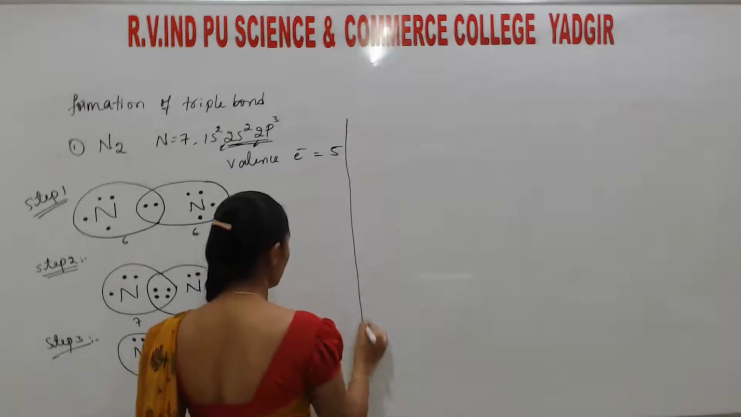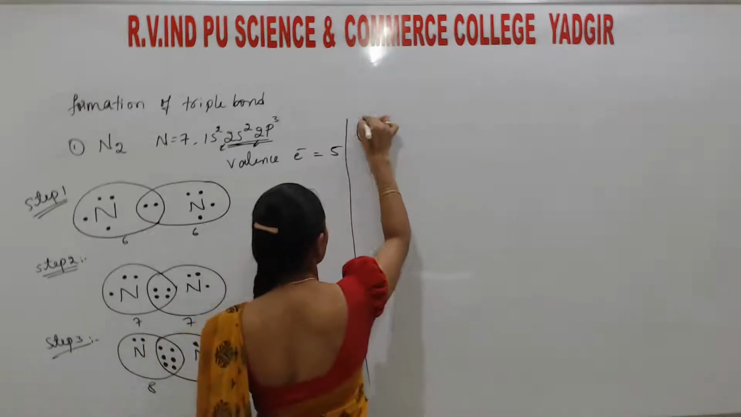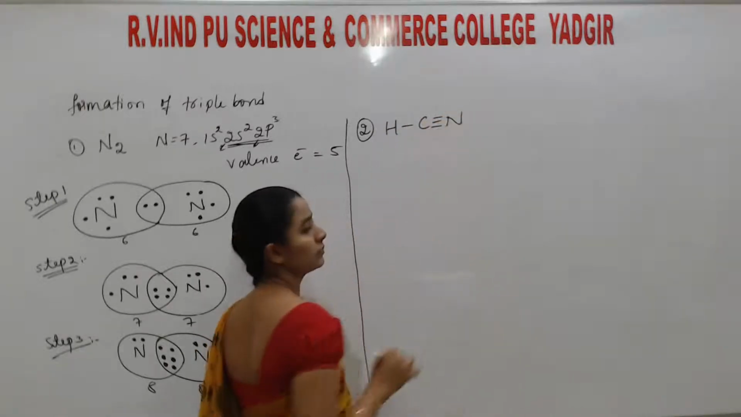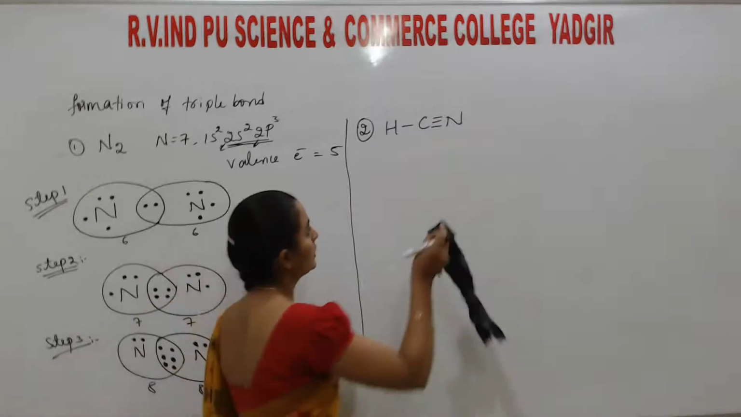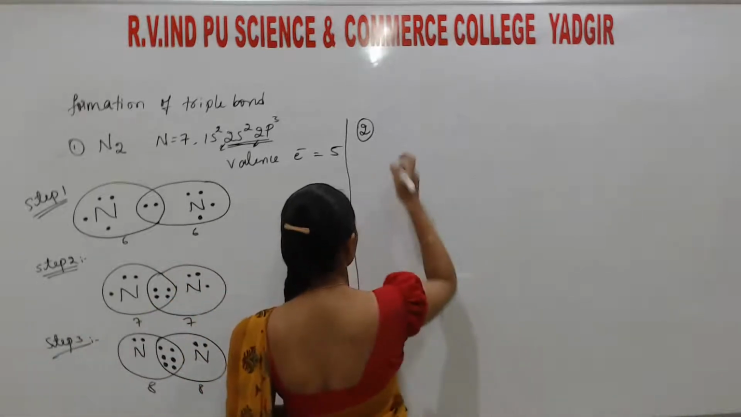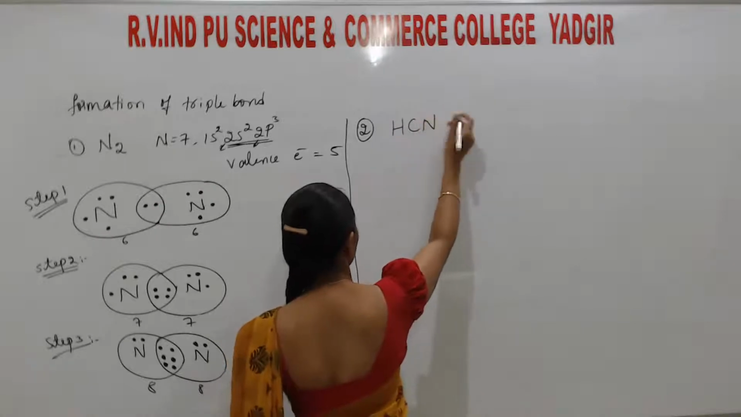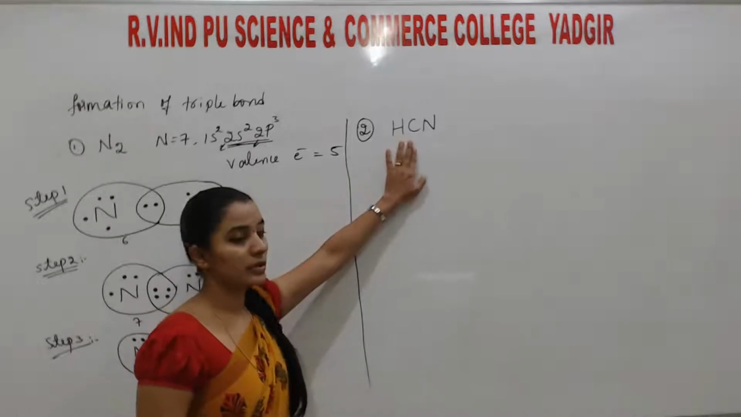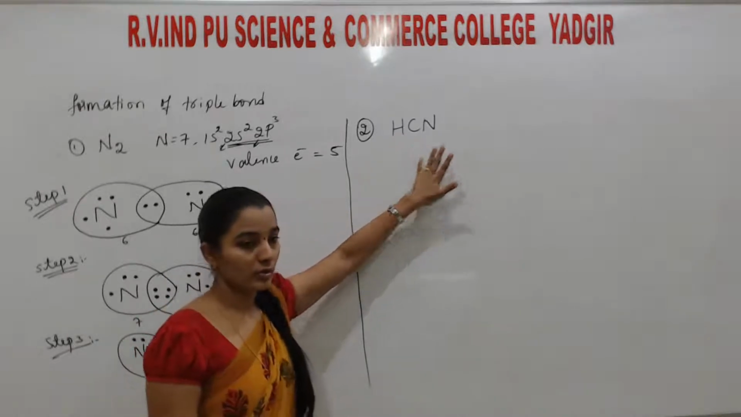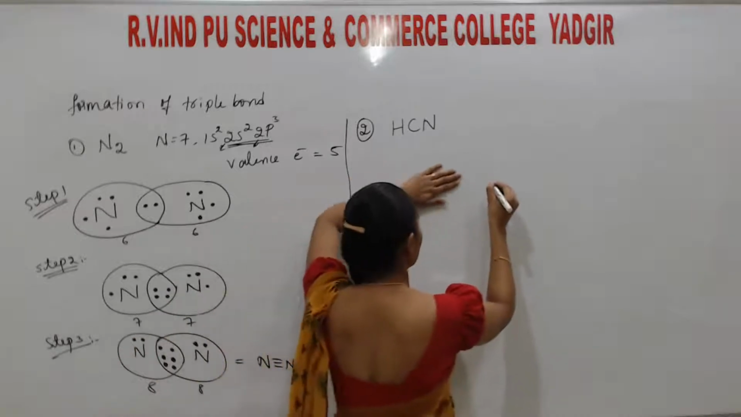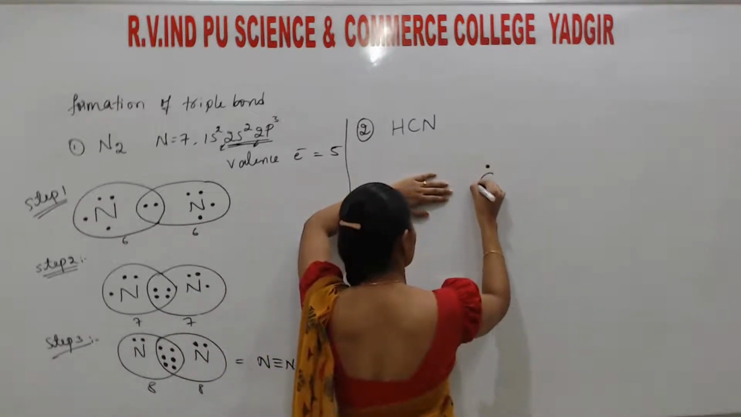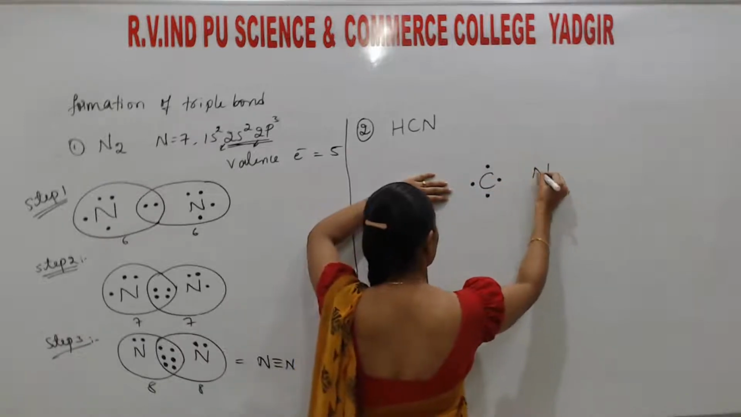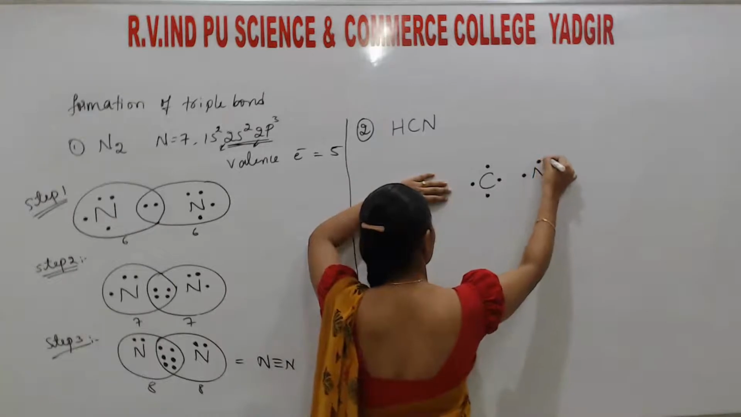If I take the second example, HCN. This is the structure. We don't know which bond is formed between the hydrogen, carbon and nitrogen. So check here. Carbon, its valency is 4, and directly write the valency. Nitrogen, its valency is 5.